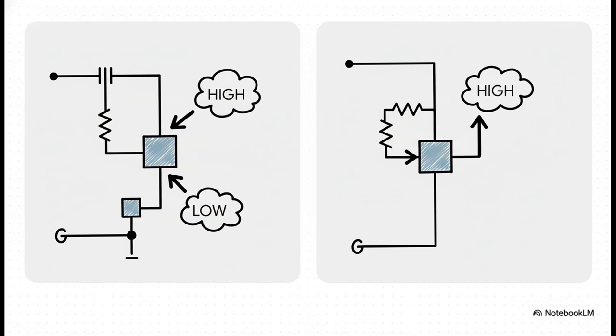When you press the button, you complete a circuit to ground, which pulls that voltage low. So for the chip, a press means the signal is going low. A pull down is just the opposite. Its default state is low, and pressing the button connects it to power, sending the signal high.